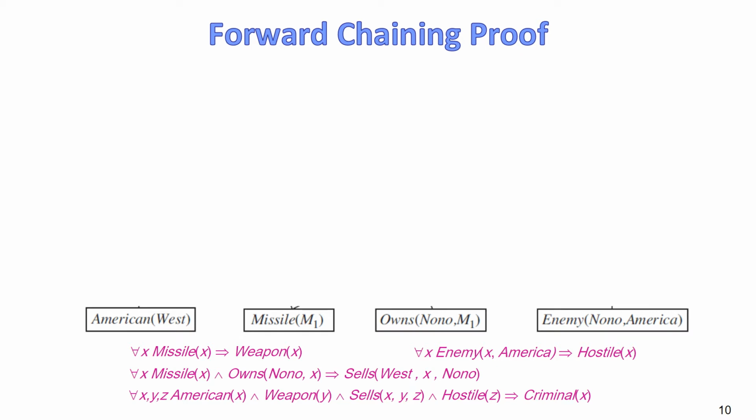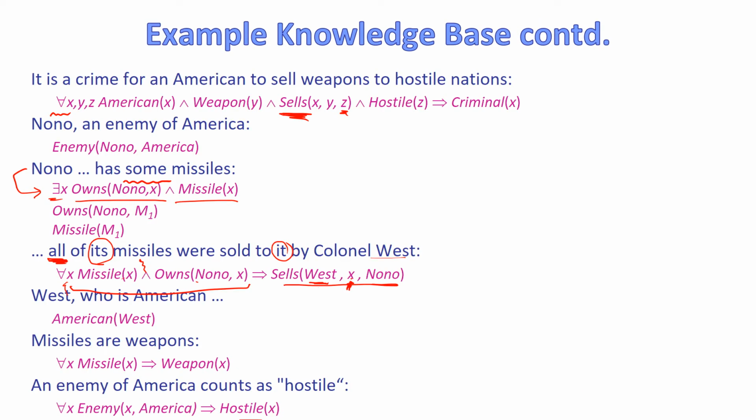Okay, so now that we converted everything into first order logic and definite clauses, now let's apply forward chaining. So to apply forward chaining, we always start with the known facts. What are the known facts from this knowledge base? Okay, so this is a known fact. This is a known fact. This is a known fact. This is a known fact.